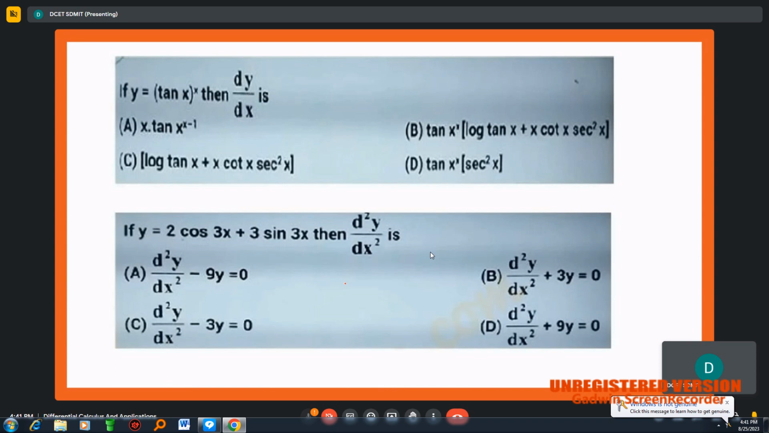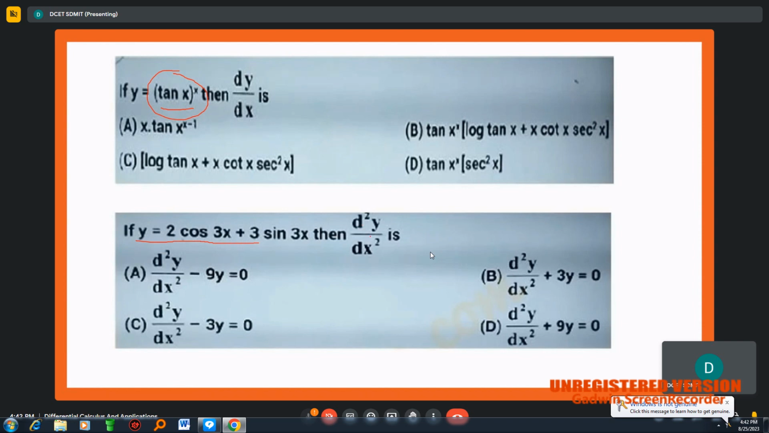In the exam the question is like this: if y equal to tan x whole to the power of x, then dy by dx. To find this we have to apply logarithm differentiation, since tan x to the power of x is there. Another problem: y is given as 2 cos 3x plus 3 sin 3x, then d square y by dx square is.